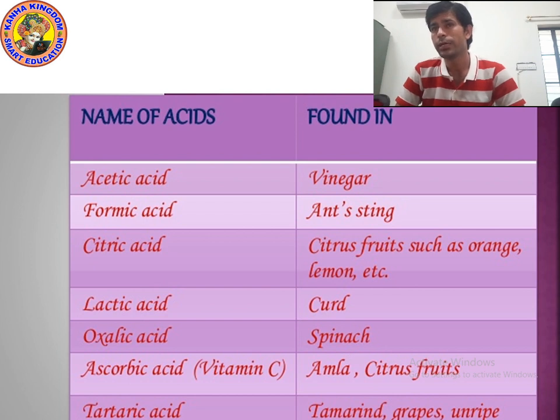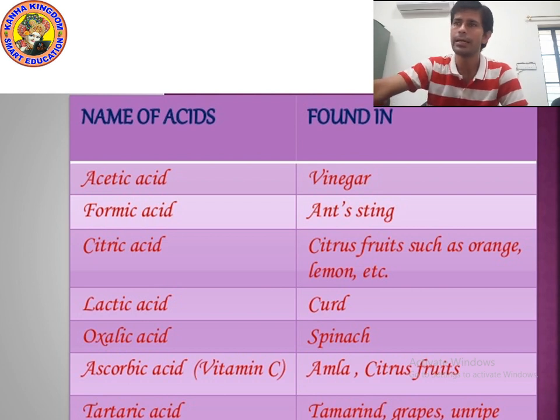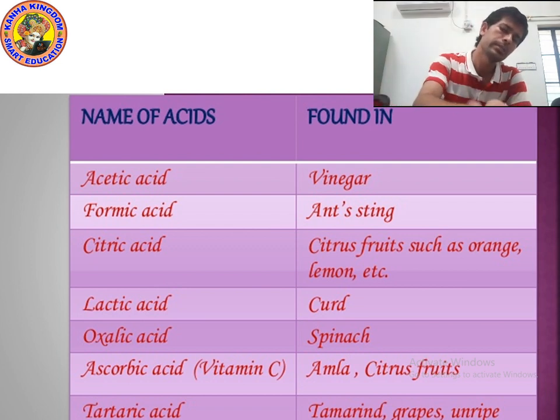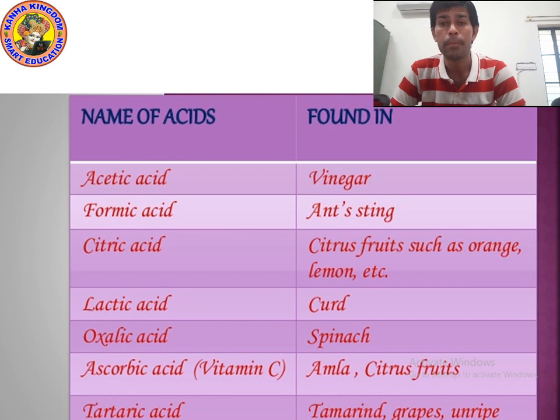Oxalic acid we found in spinach. Yes, oxalic acid is present in spinach. Ascorbic acid. Yes, ascorbic acid is found in amla, tomato. Okay. Tartaric acid. Yes. Tartaric acid is present in tamarind. Yes, kids. Remember, tartaric acid is found in tamarind and grapes and unripe mangoes.